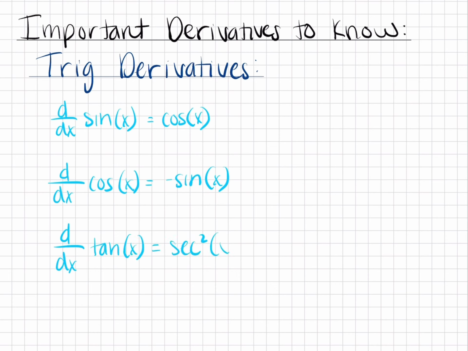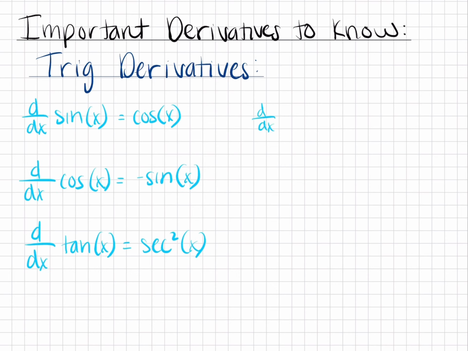We'll start with the 6 basic trig functions and their derivatives. These come up all the time in calculus. The derivative of sine of x is cosine of x, the derivative of cosine of x is negative sine of x, the derivative of tangent of x is secant squared of x. The derivative of cotangent of x is negative cosecant squared of x.